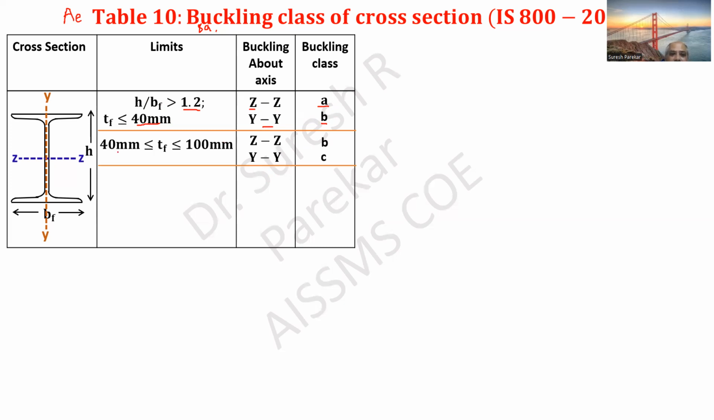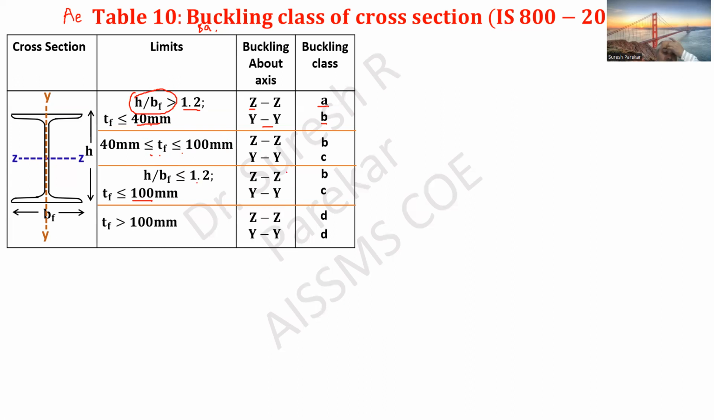Then second, we have TF. Here you have two criteria: H by BF greater than 1.2 and TF less than 40, or if you have TF greater than 40 and less than or equal to 100. So this is the same. The H by BF criteria of 1.2 is the same for these two. Then second, we have H by BF less than or equal to 1.2. Here the criteria is TF less than or equal to 100. We have this buckling class. And if TF is greater than 100, we have this.